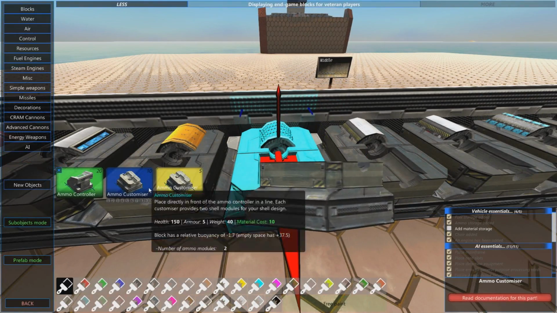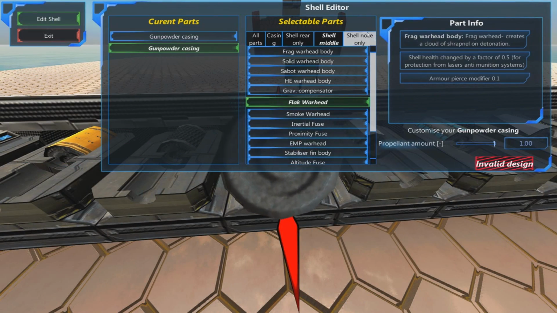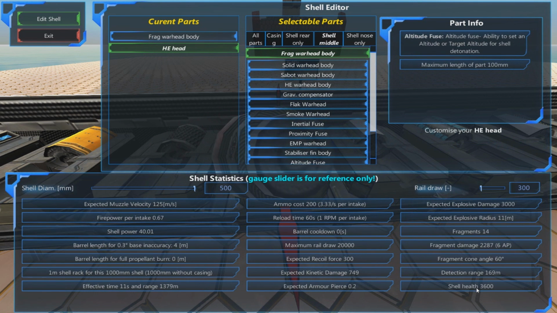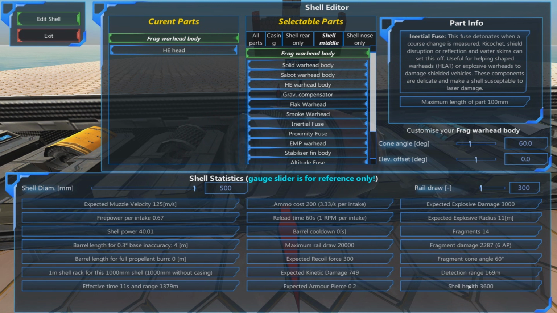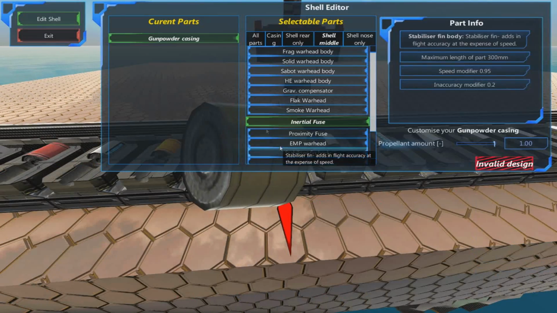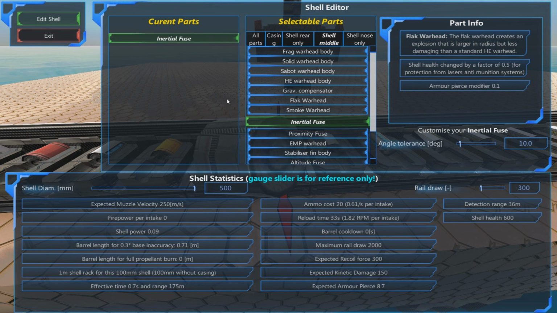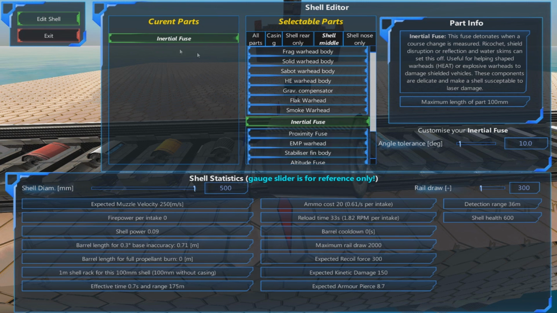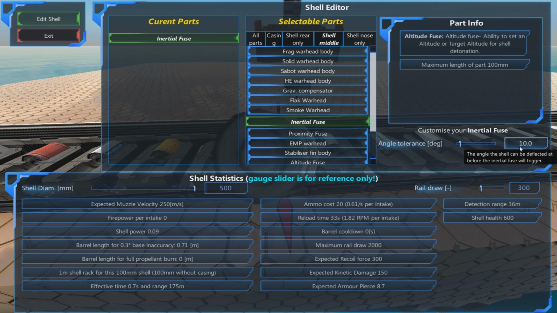So, if we go here, let's see. We have our HE warhead here, 500 meters, and we go here. So, shell health 3,600, inertial fuse. Oh wow, that actually drops the health by quite a bit. Interesting. So the inertial fuse is basically when the shell changes angle, it explodes. And you can set what the angle tolerance is. So this hypothetical shell right here can change direction by less than 10 degrees without exploding. If it changes course by more than 10 degrees all at once, it will explode.